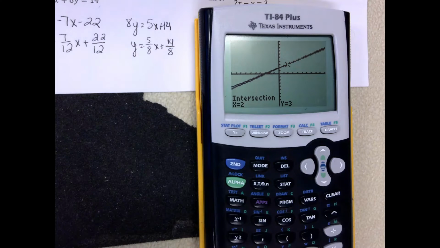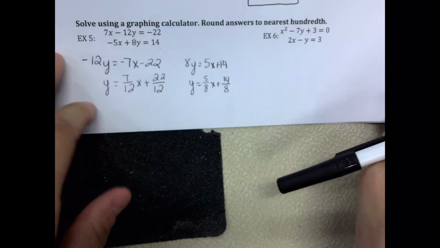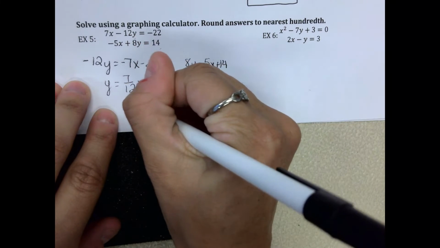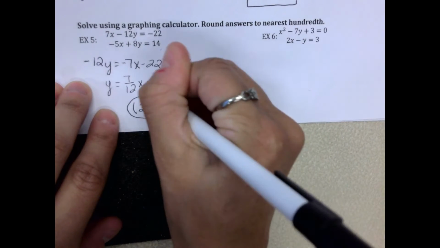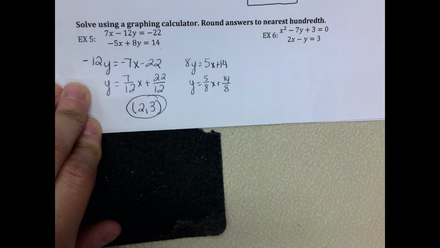So we get 2, 3 as our solution. And remember, when we did our systems, right, we write it as an ordered pair. So 2, 3, that's my answer. There you go.